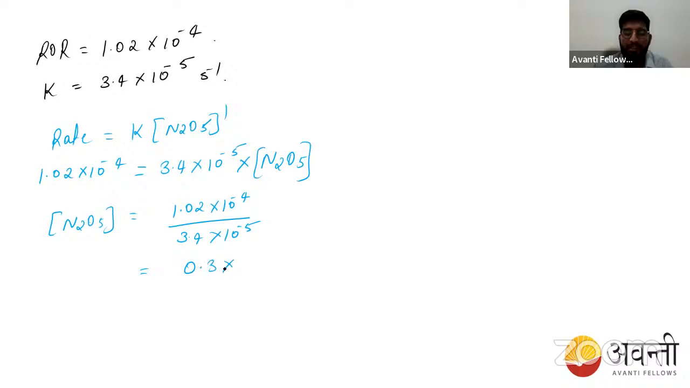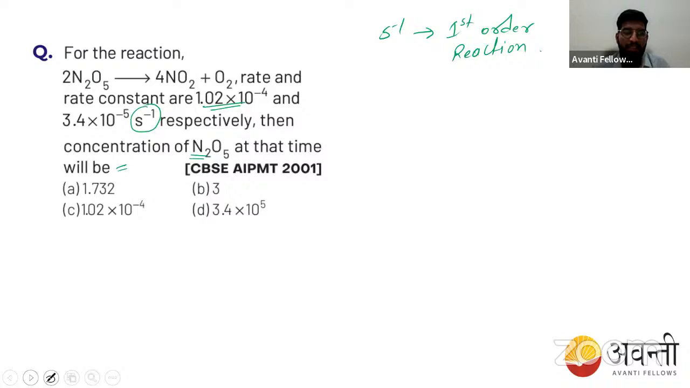Three into 10 to the, just simply 3. So it will be molar. So this is the option. Which option is correct? Option A is 1.732, which is wrong. Option B is the correct one, which is equal to 3.